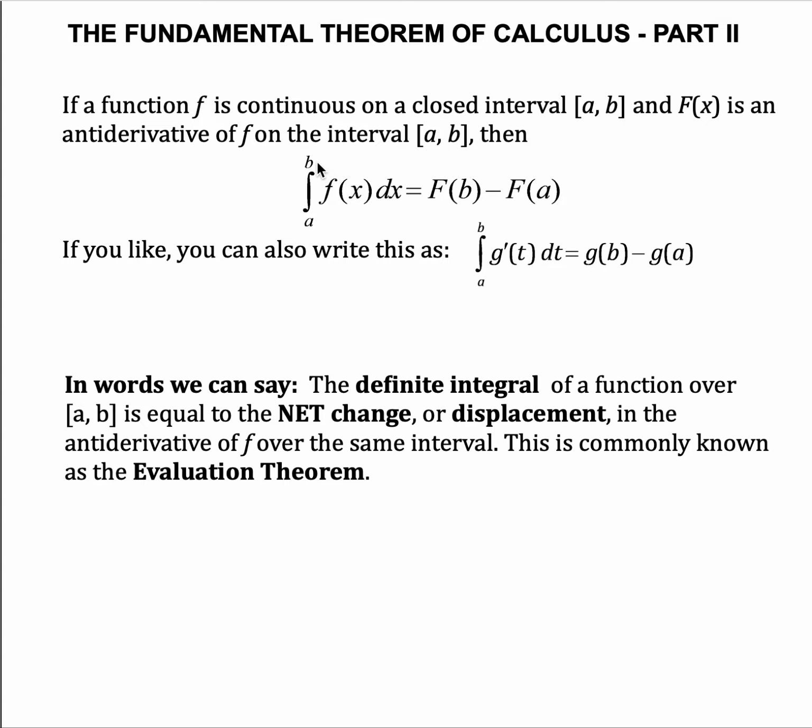If we're using the area model from the previous sections, then the definite integral of a function over the closed interval a, b is equal to the net change or displacement in the antiderivative of f over the same interval, right? If you think of capital F of b as all the area under the function up to point b, and then you subtract capital F of a, which is the area under the function all the way to point a, that gives you that middle ground.